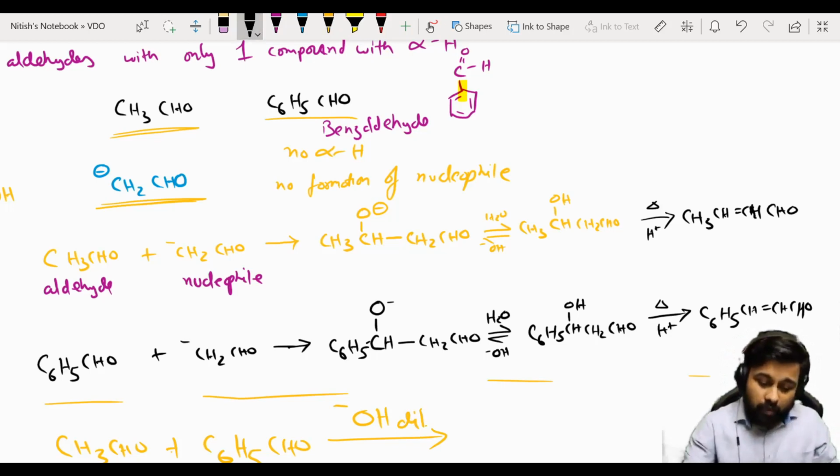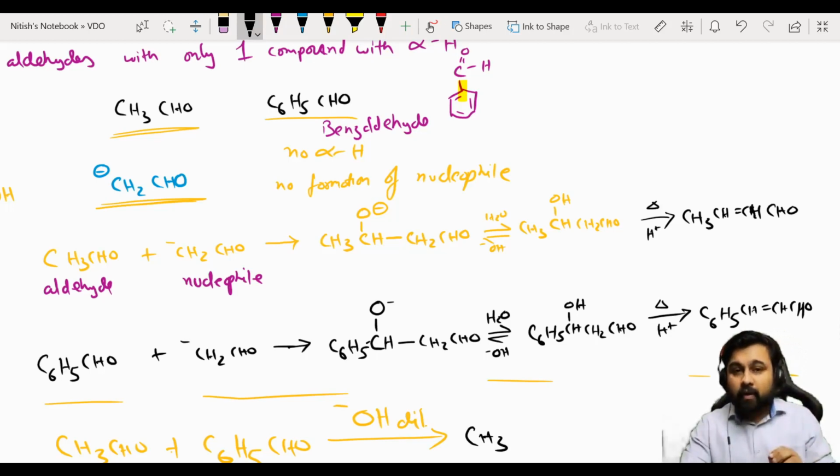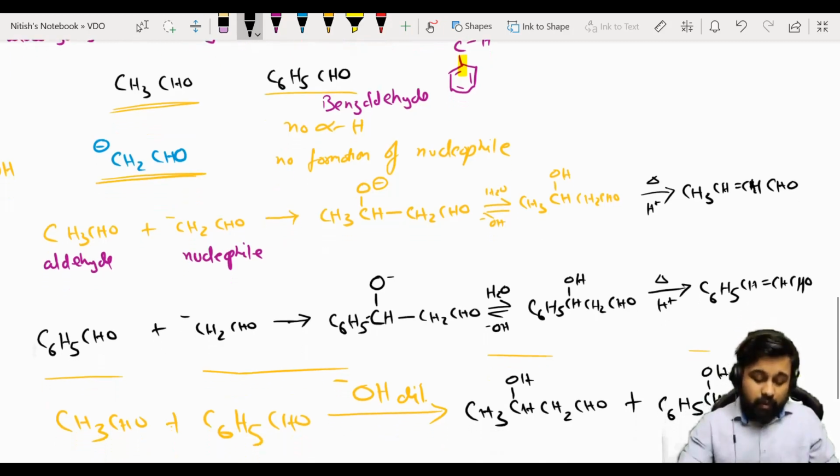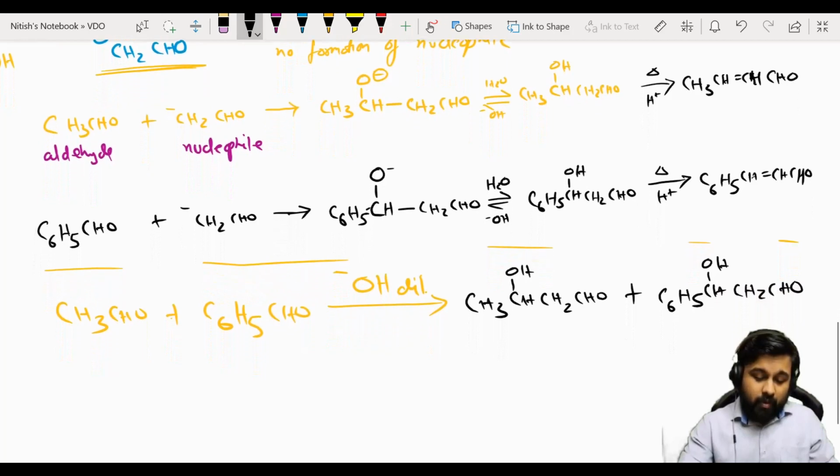We form two compounds. Now see, there is no sign of heating here. If no sign of heating is mentioned, then the answer is always the aldol. If heating is mentioned as well, then you take the last product, that is the alkene. So product 1 is CH3CHOHCH2CHO. Product 2 is C6H5CHOHCH2CHO. Okay, so in this case we have two different products.